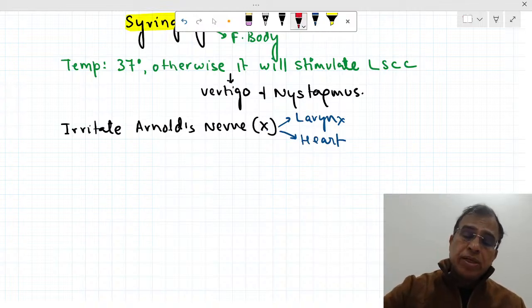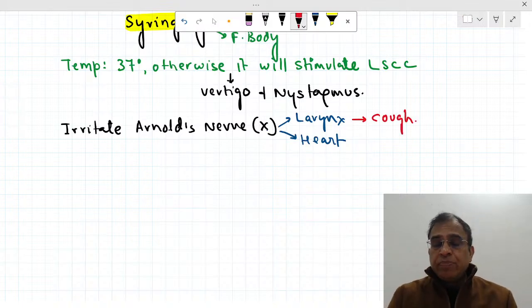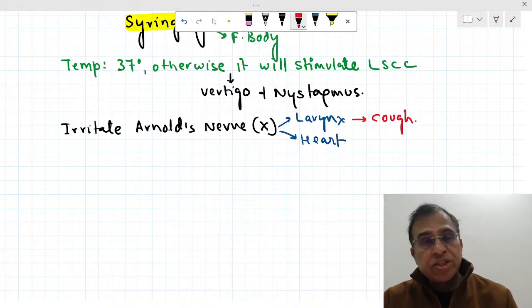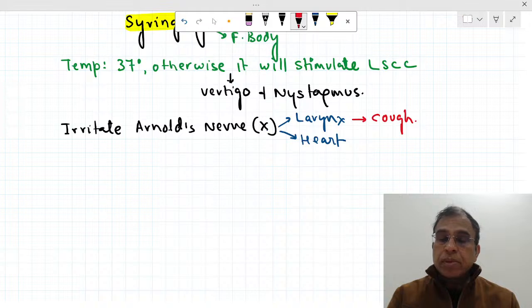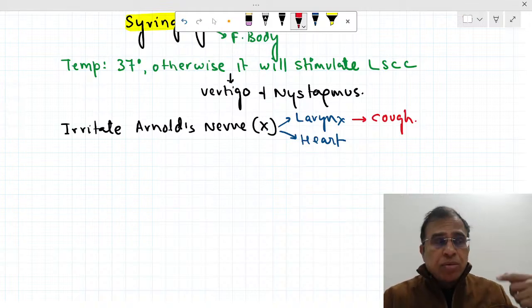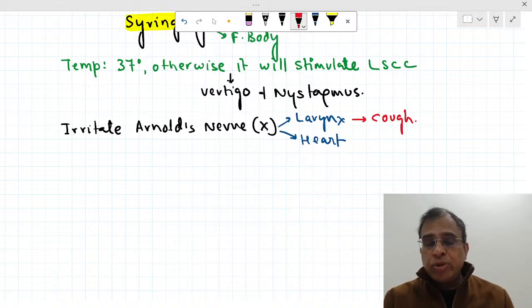When the larynx gets stimulated, the patient begins to have coughing. This was a question asked a few years back: why does the patient begin to cough when you syringe the canal? Because of Arnold's nerve, or the vagus nerve. That's the answer. And it's very common in clinical practice. When you do anything in the canal, you see a lot of patients start coughing, and you know the vagus is getting stimulated.